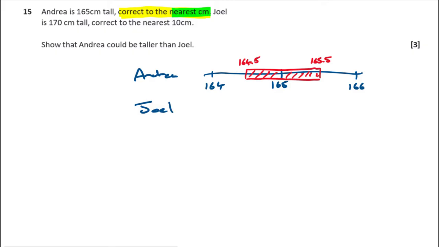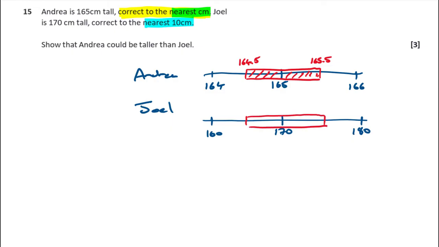Now Joel, we are told, is 170 centimeters. Okay, so I'm going to put that in the center of my number line. Now we're told this time it's to the nearest 10 centimeters. So if I do the same thing on my scale, I'm not going to go to 171 and 169. I'm going to go 10 up and 10 down because that's how it's been rounded. So 10 up from there is 180. 10 down from there is 160. And again, the numbers that are going to round to 170 are the ones that are halfway between there and there, or nearer. So this range of numbers rounds to 170.